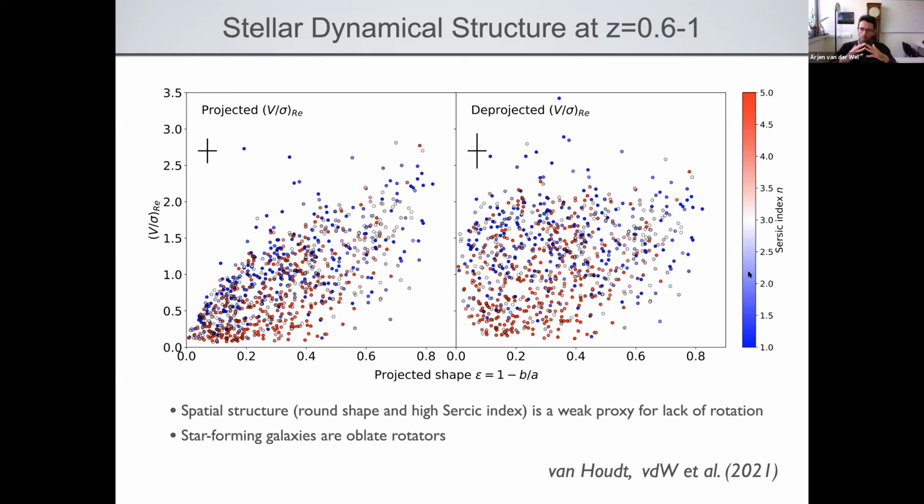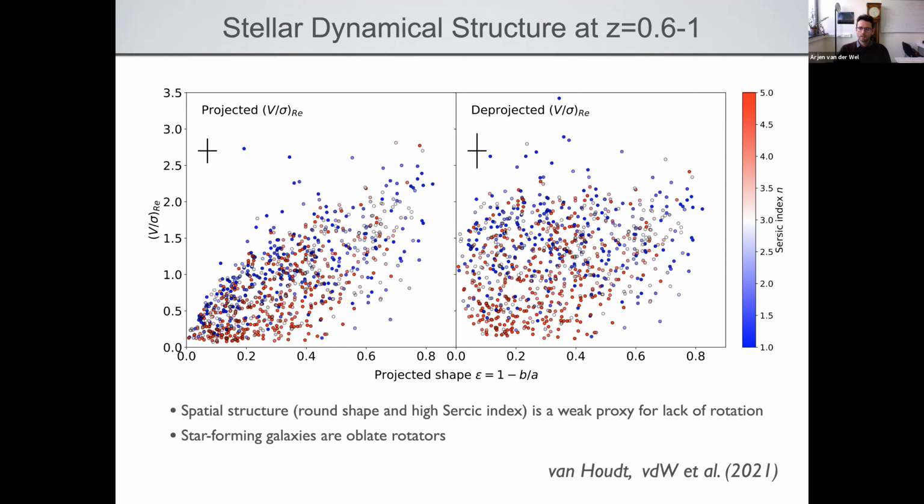And that's because of this schematic picture of galaxy evolution. Once galaxies stop forming stars, they don't stop being disks. They don't stop rotating, right? They still have a high V over sigma. Only over time do they reduce their V over sigma through this dissipation, this merging. That's the picture we see appearing here.